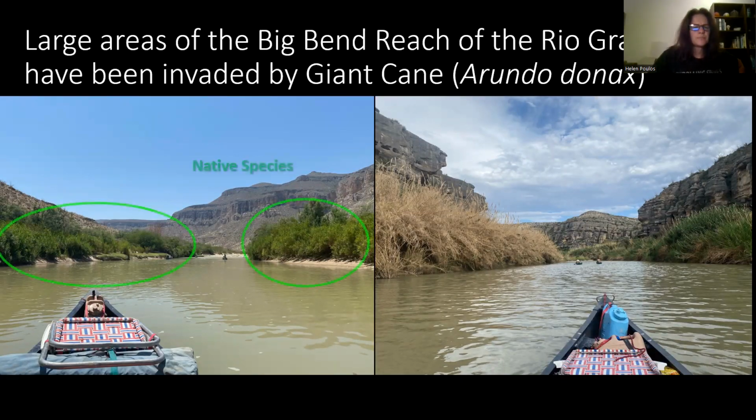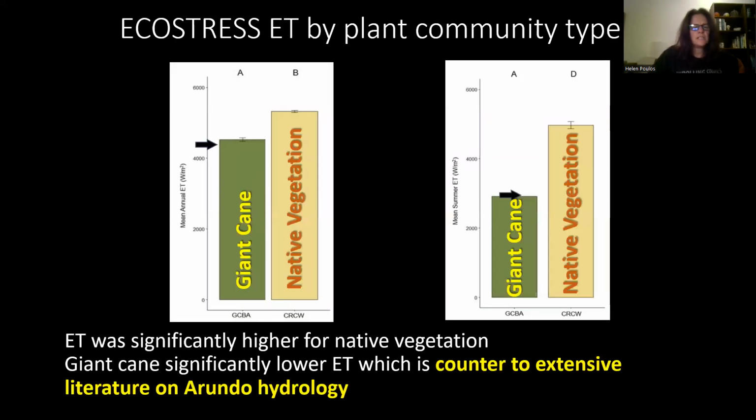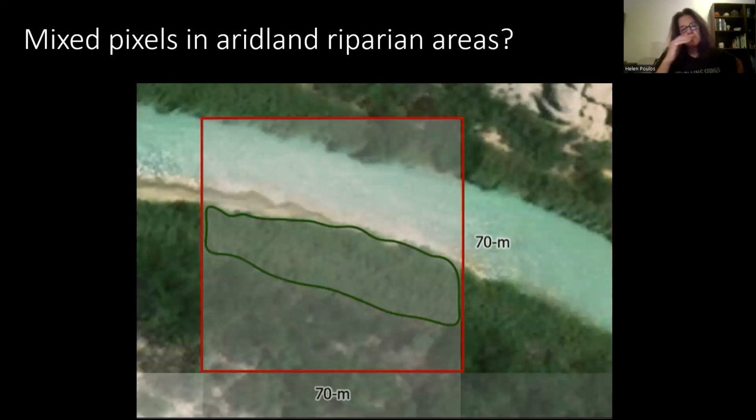And so here's the natives, and here's giant cane. And what we see is that although there's extensive literature suggesting that native vegetation has significantly lower evapotranspiration than giant cane, with lots of empirical studies showing that it sucks water up and dries soils a lot and has really high ET, we don't see that in the ECOSTRESS imagery. And so that was really surprising for us. And I think it has a lot to do with these mixed pixels.